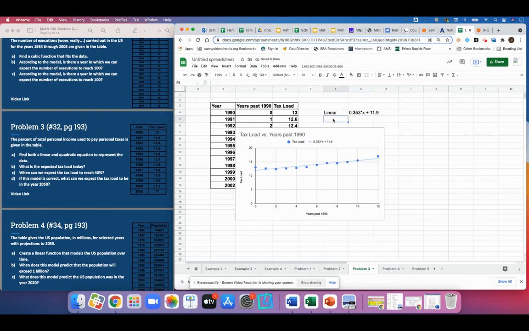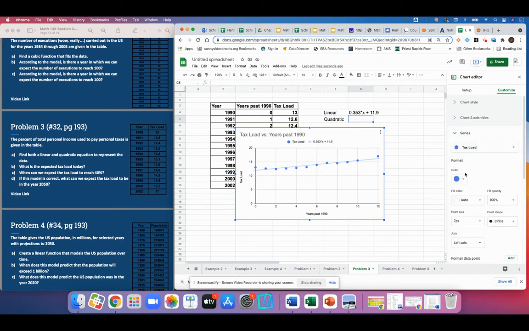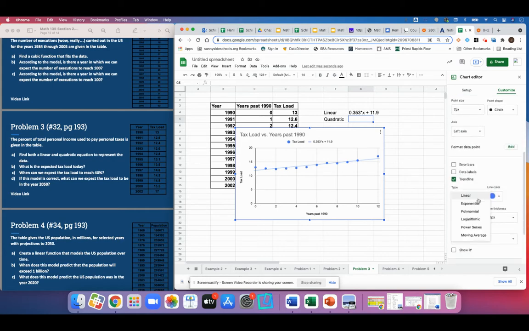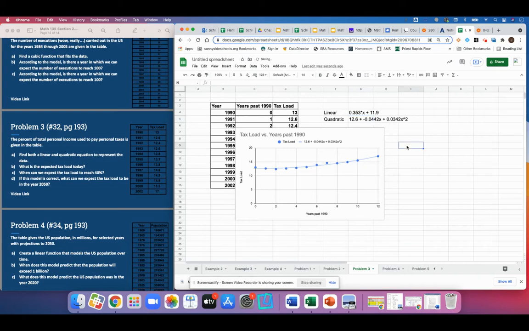And then we're supposed to use a linear and a quadratic. So, polynomial to the power of 2 is a quadratic. So there's our quadratic equation. And it looks like the quadratic fits better to me a little bit than the linear. If you choose to use the linear, go ahead. I'm going to use the quadratic.